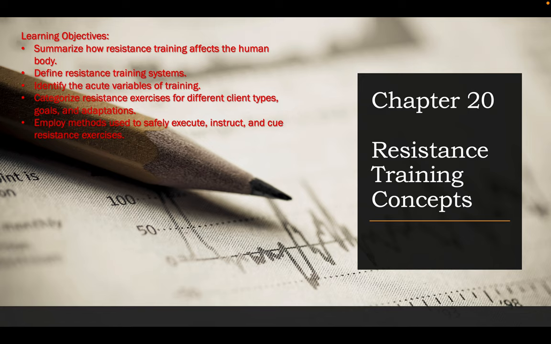Into chapter 20 here, resistance training concepts. One of the more fun chapters, simply because this is the nuts and bolts, I guess. This is really the backbone to all of the training program models that you're going to create, all the programming that you're going to create, all the periodization that you're going to go through.